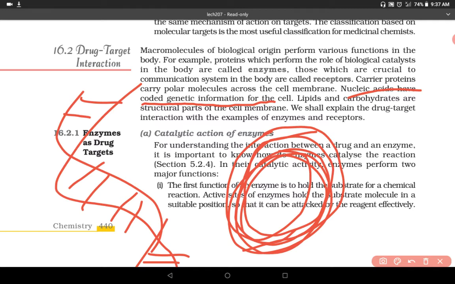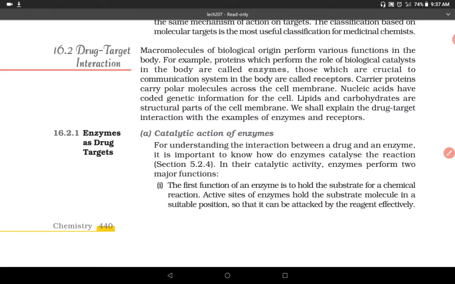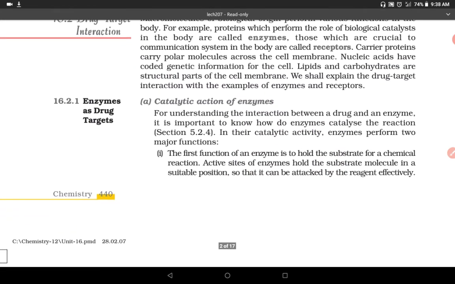We shall explain the drug target interaction with the examples of enzymes and receptors. What will be the use of these drugs in the body? We have to learn about that from the upcoming pages.